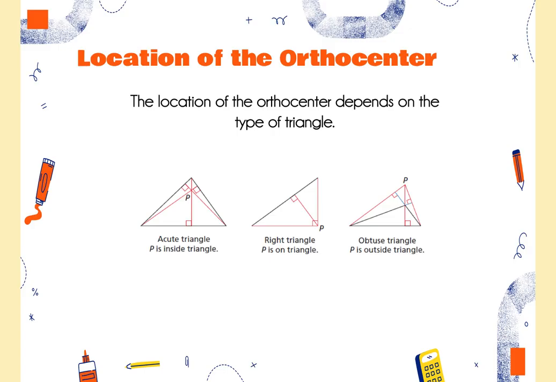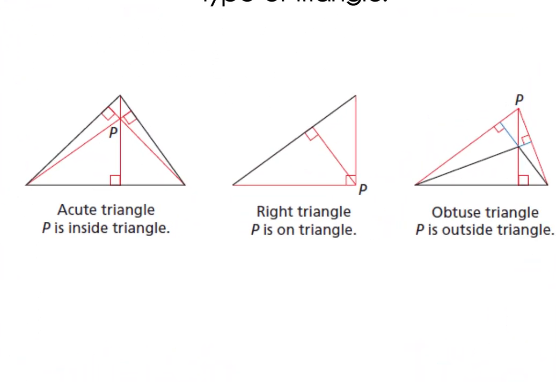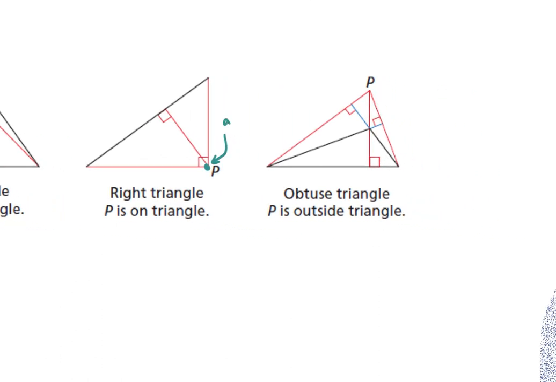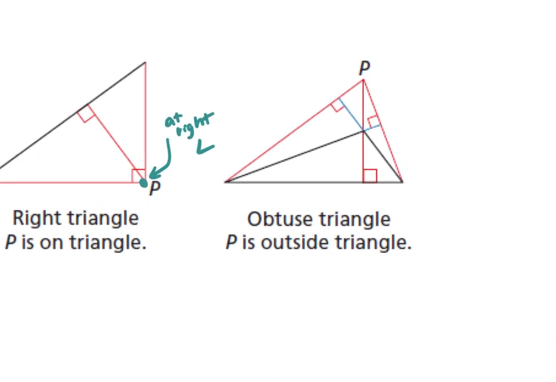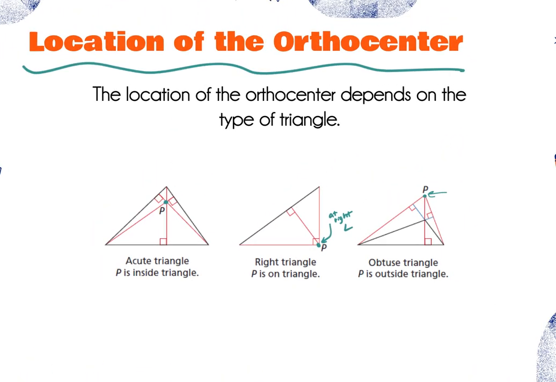All right, the location of the orthocenter. So here's what it looks like when you break it down into your acute, right, and obtuse triangles. On the left is your acute one, which we already saw. They would meet inside the triangle. In the middle one, this is the right triangle. It's going to meet at the right angle. So it's going to meet on the triangle. And the last one, the black is your triangle. The reds are your altitudes, and they will meet outside the triangle. So in, on, out, just like the circumcenters.